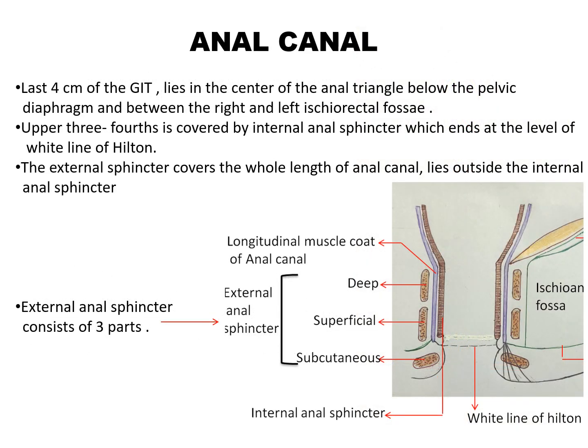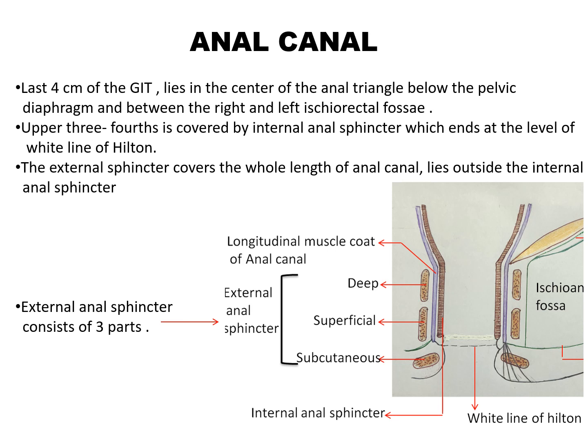We are now discussing the midline contents of the anal triangle. First, we have discussed the perineal body. Now, coming to the next structure, the anal canal. The anal canal is the last 4 centimeters of the gastrointestinal tract. The anal canal lies in the center of the anal triangle, below the pelvic diaphragm and between the right and left ischiorectal fossa.